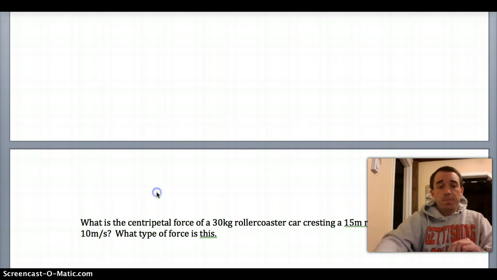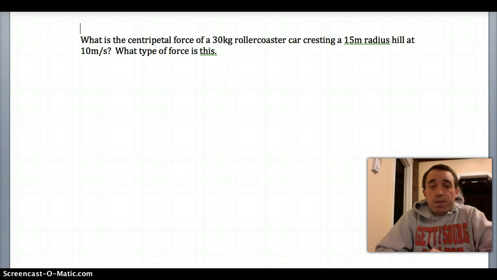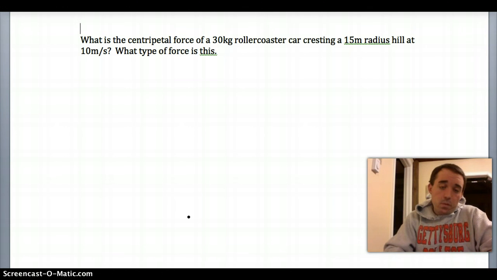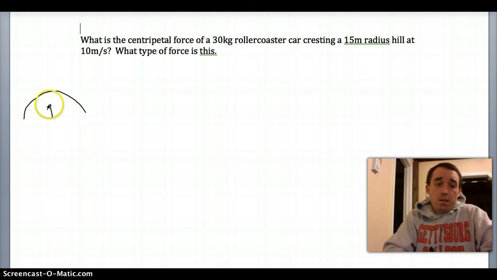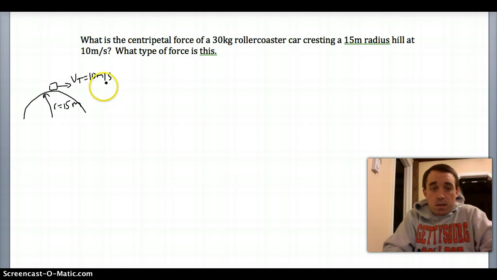We're going to do a different problem where we have centripetal force of a 30-kilogram roller coaster cresting a 15-meter radius hill at 10 meters per second. What type of force is this? Okay. So this one, again, similar. We have a roller coaster coming on top of a hill. The hill has a radius of 15 meters. It's at the very top of the hill, so its tangential velocity looks like that, 10 meters per second. And the mass is 30 kilograms.